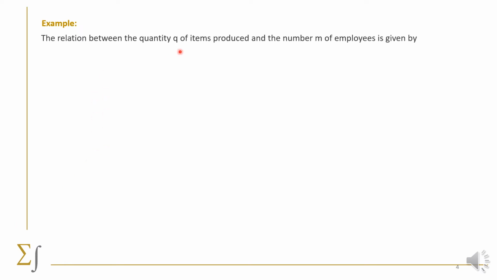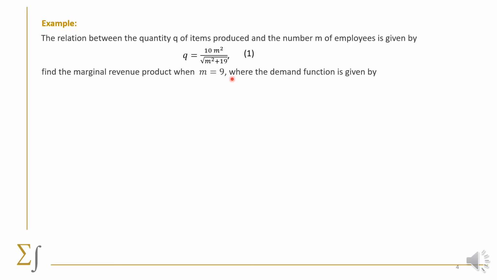Okay, now we come to a very interesting problem, which is an application of the chain rule. We have the quantity Q related to the number of employees through the relation Q is equal to 10m squared all over the square root of m squared plus 19. We are asked to find the marginal revenue product when the number of employees is 9. The marginal revenue product is the change in revenue with respect to the employees. We are given the demand equation P is equal to 900 over Q plus 9.